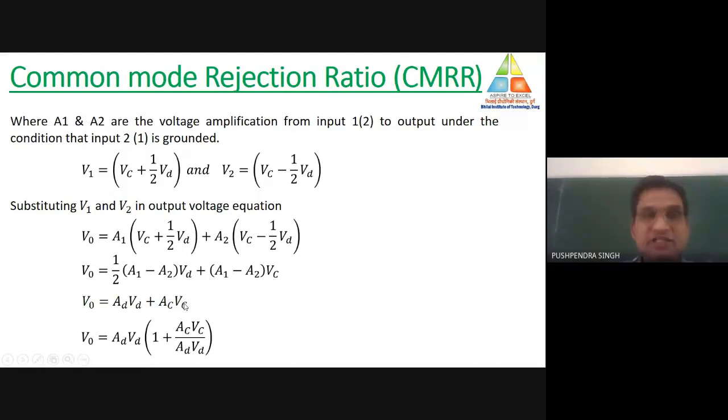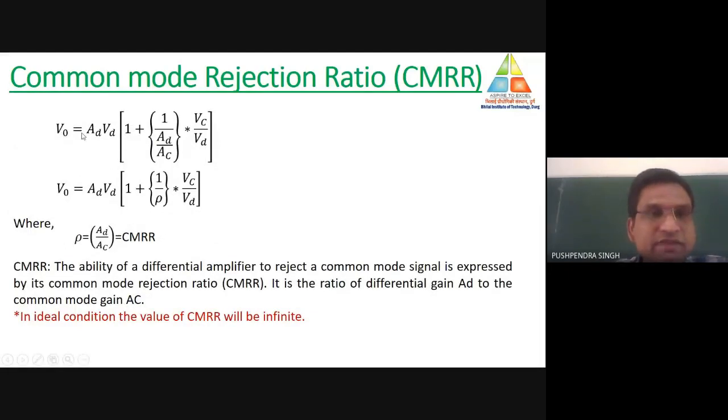This whole expression, this whole solution we are doing here, is to calculate the value of CMRR only. So now just solve this expression step by step. Then the value of V0 will be, taking AdVd as common, AdVd times 1 plus AcVc divided by AdVd. Now take this AD term into the denominator. Then the value of V0 will be AdVd times 1 plus 1 divided by (AD divided by AC).